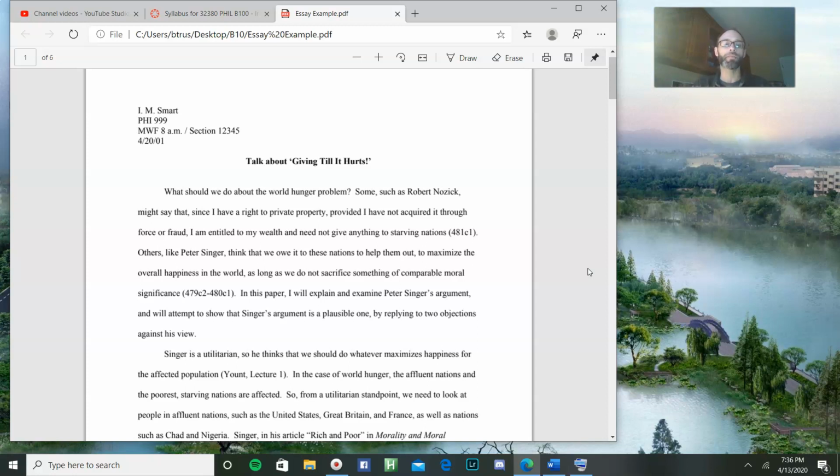If you don't have a thesis statement that you're building your paper around, then you're not going to do well on this paper. So a thesis and a plan: what you're trying to prove, how you're trying to prove it.